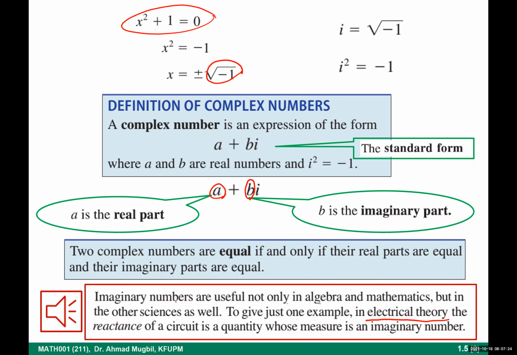So now, in fact, the reactance, the electrical inductance in circuits, the unit of measuring these kinds of things is an imaginary number. It is just an imaginary number. You cannot see it, but you can feel it. So if you cannot see it, it doesn't mean that it does not exist. It is there, and it is in fact an imaginary number.